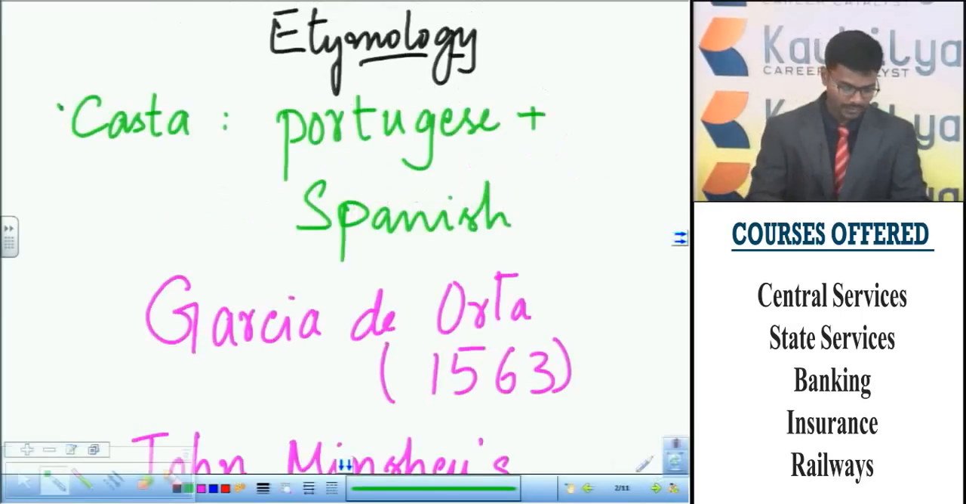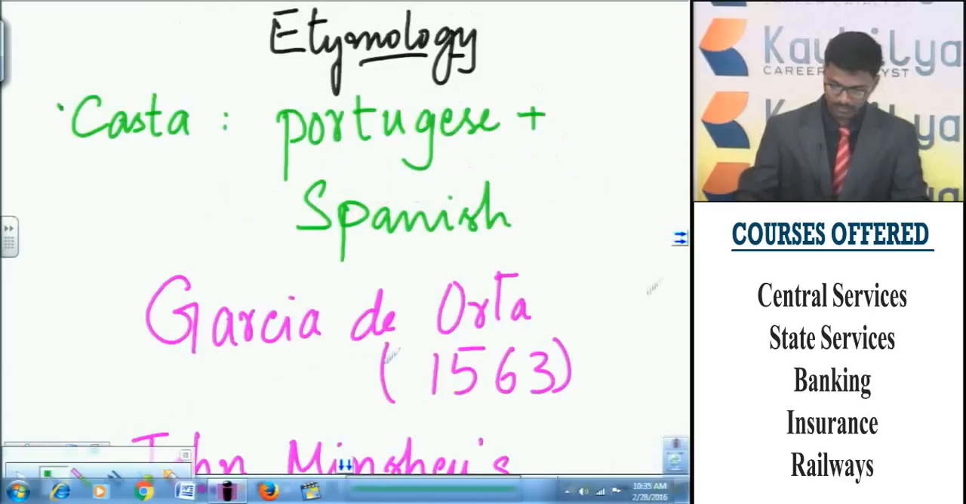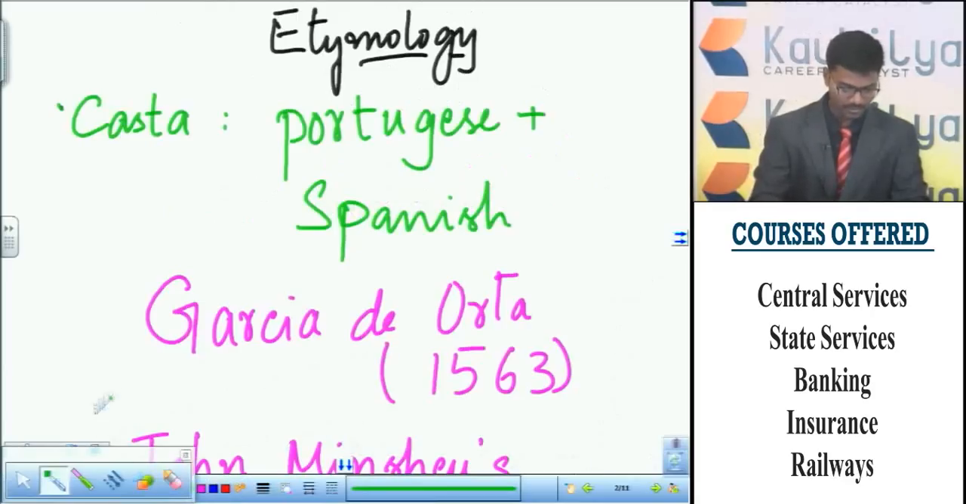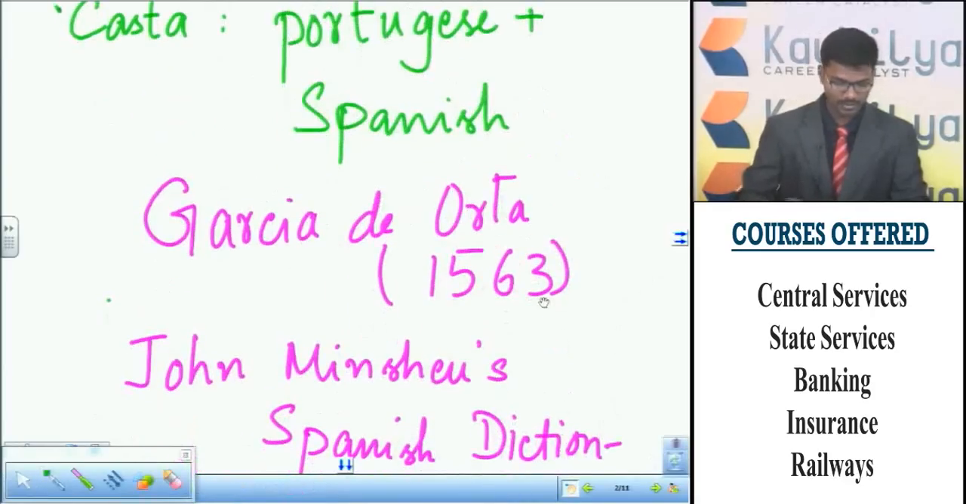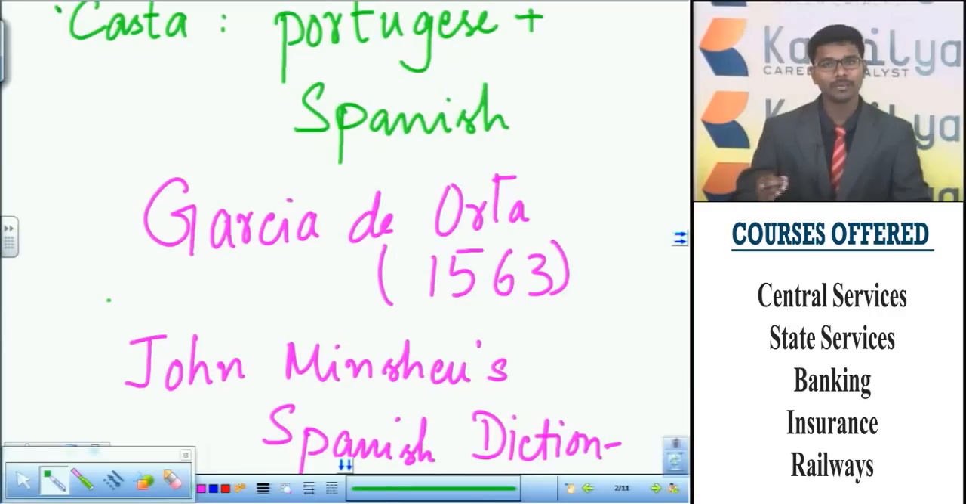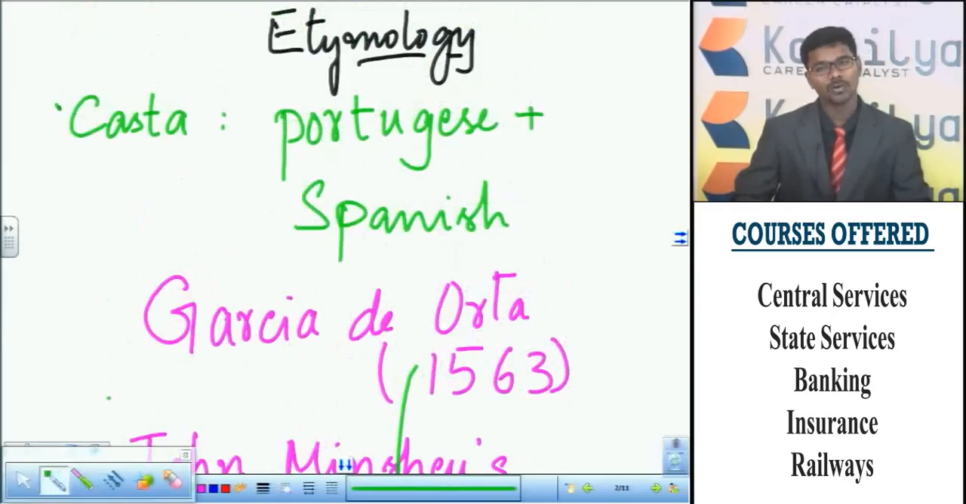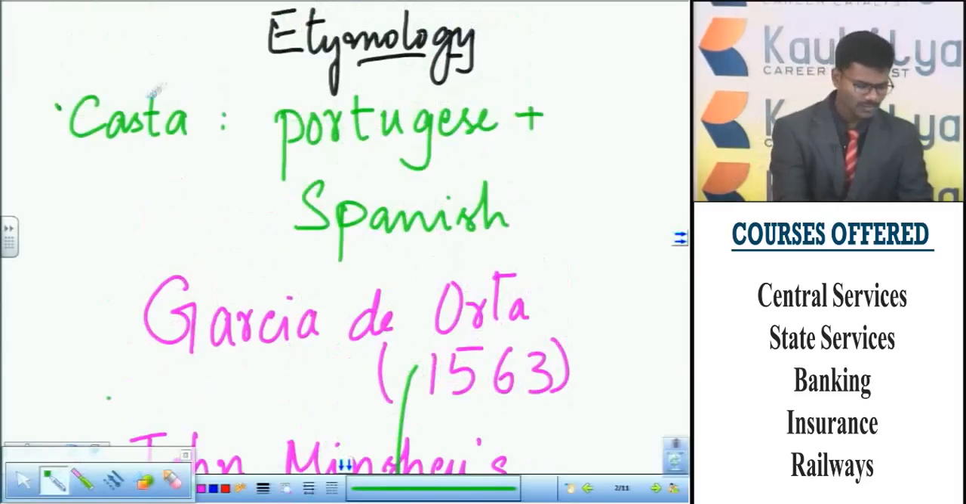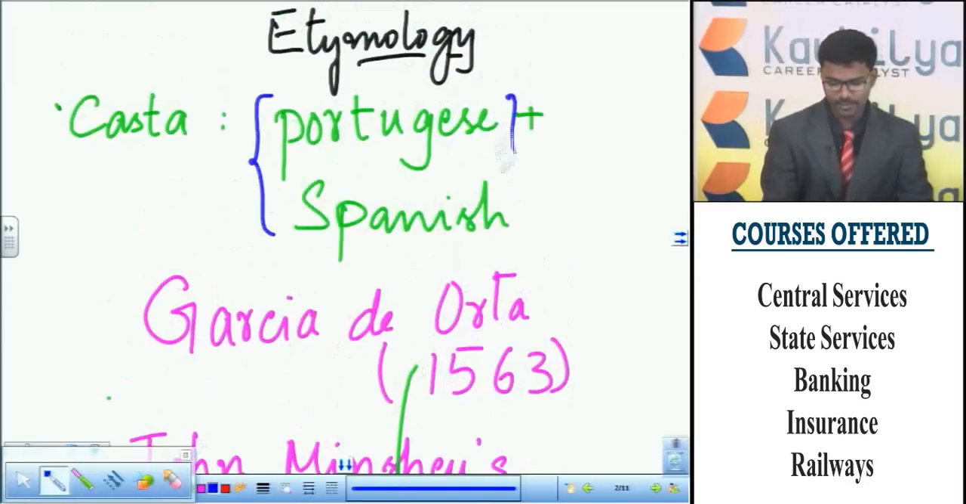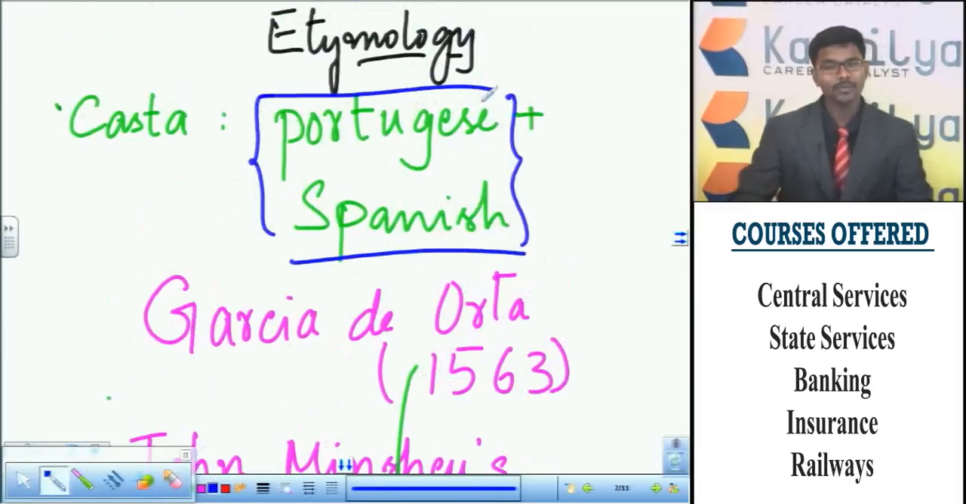To start with, I will start with the caste term etymology. What I am talking about is the origin of the word. The word caste came from casta. This word is not quite important to you, but the origin is important. It came from Portuguese and Spanish dictionaries.